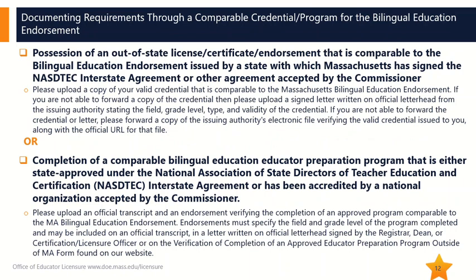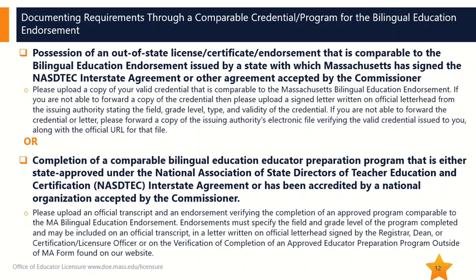Candidates qualifying for the endorsement through possession of a comparable credential should upload a copy of the valid credential. Individuals not able to obtain a copy of the credential should upload a letter written on official letterhead from the issuing authority signed by an authorized signatory stating the field, grade level, type, and the validity of the credential. If either of the aforementioned cannot be obtained, candidates should upload a copy of the issuing authority's electronic file, for example, a public lookup, verifying the valid credential issued, along with the official URL for that file.